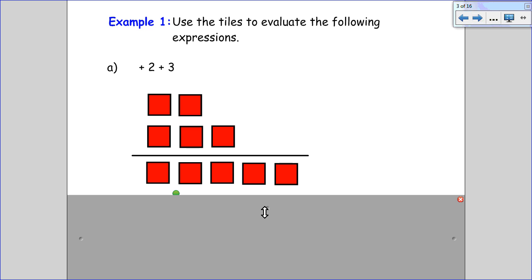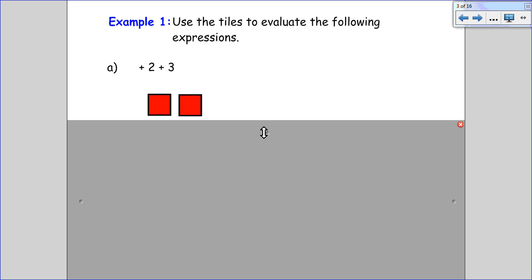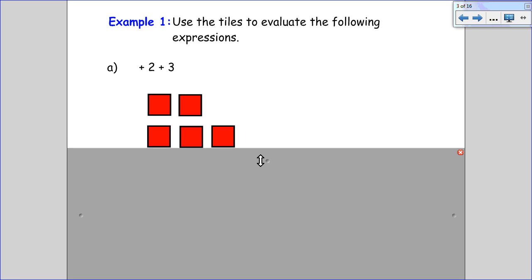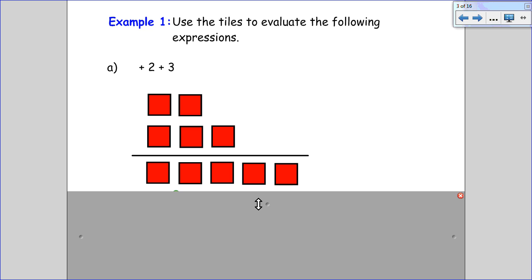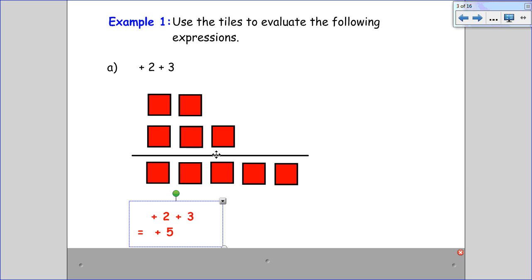So we're going to look at a few examples here. If I look at this one, I've got +2, +3. So +2 would be 2 red squares. +3, still positive, 3 red squares. And together, if we count it all up, we have 5 red squares. So +2, +3 is 5. We already know that from elementary school.